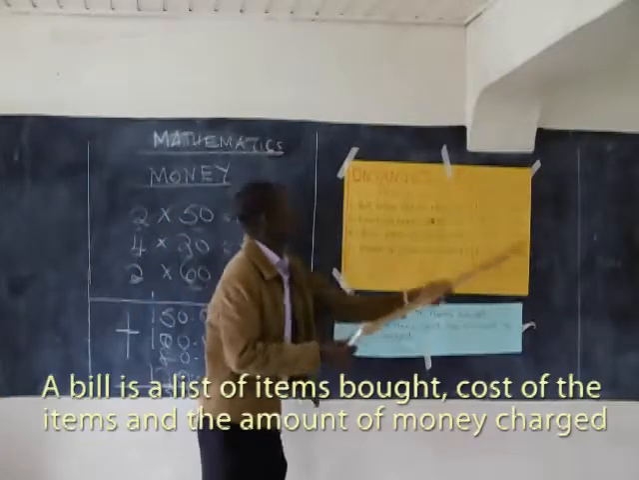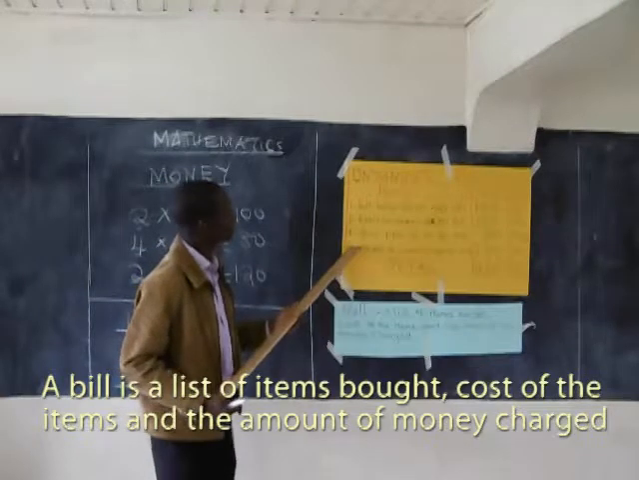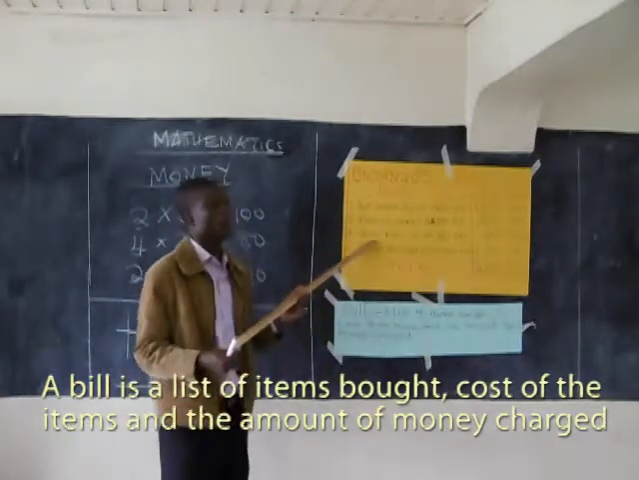So what I prepare here is what we call a bill. And because the person who was preparing the bill, or the buyer, was Teacher Onyango, we call it Teacher Onyango's bill.